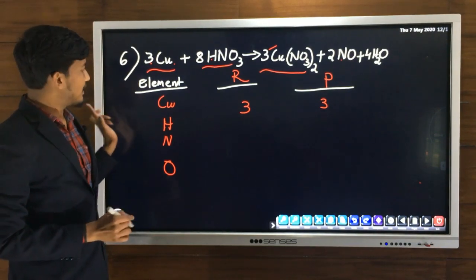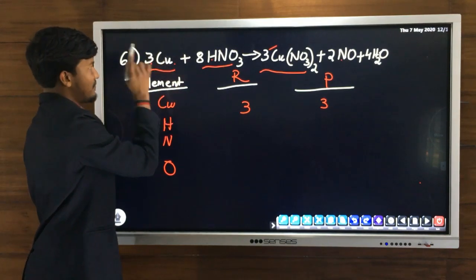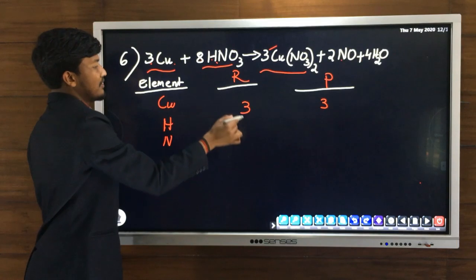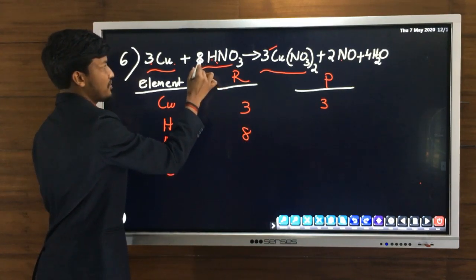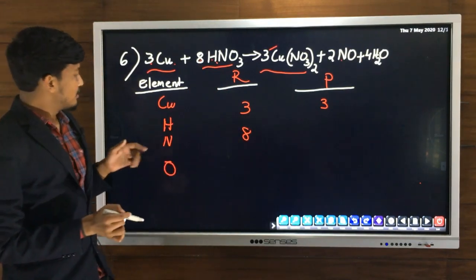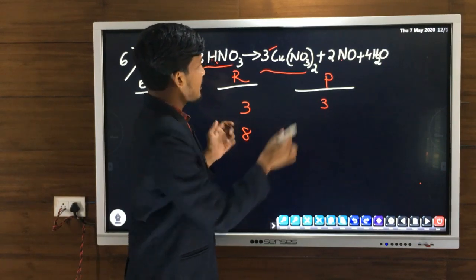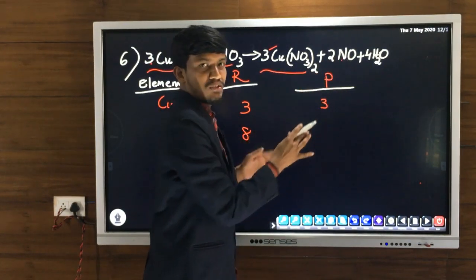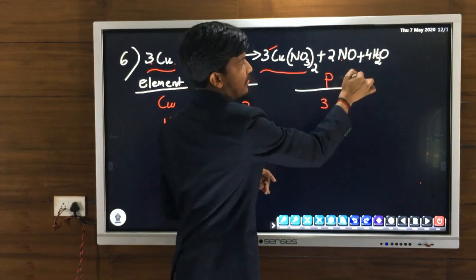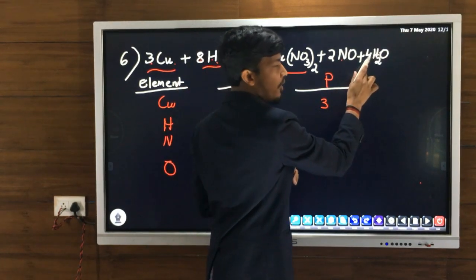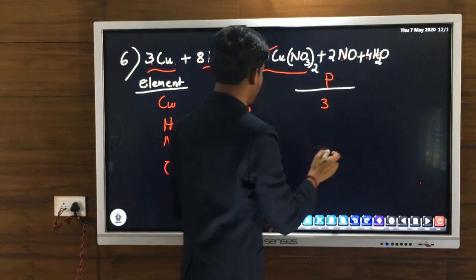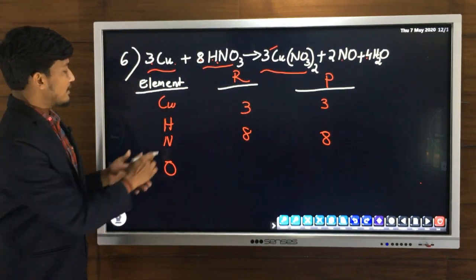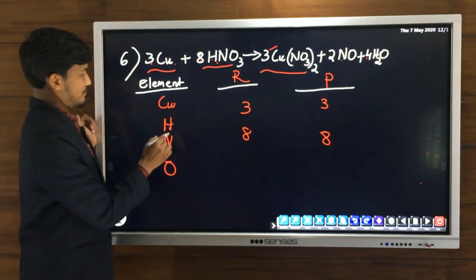Now, hydrogen atoms. No hydrogen in the first reactant. Hydrogen is here, in 8HNO3. So 8 into 1, 8. And on the right side, where is hydrogen? In CuNO3 twice, no hydrogen. In 2NO, no hydrogen atoms. In the last one, H2O, there is hydrogen. Coefficient is 4. Therefore, 4 into 2, 8 hydrogen atoms.